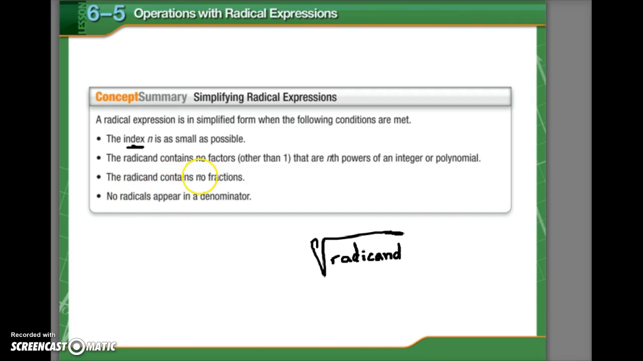The radicand can't have fractions, and you can't have any radicals, any square root, cube root, any root, in the denominator. So if you have a fraction, you can't have any roots in the denominator. You can't have any fractions inside of a root. The radicand has to be fully simplified. You can't have any nth powers, and the index out here has to be as small as possible.